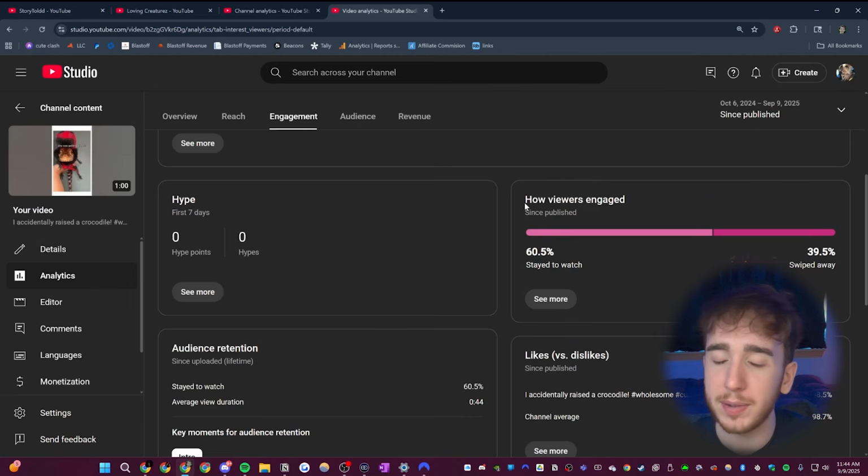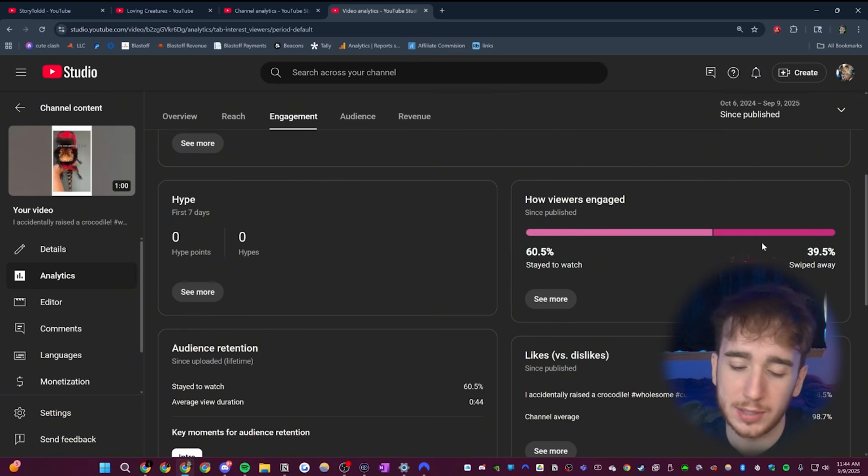The swipe away rate basically refers to the percentage of people that swipe away after a couple seconds. So a 40% swipe away rate means that 40% of people were not hooked by the video, and that's an indication to you of how good your hook was. You want to try to have a low swipe away rate, and that's done by making a good first 3 seconds of your video, which is the hook.